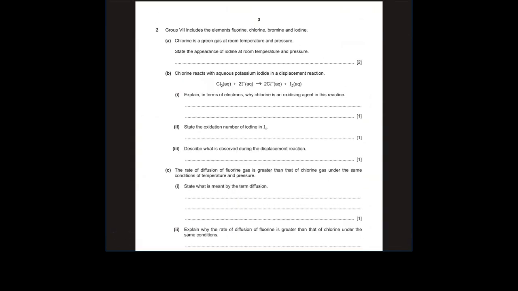Question number 2 says that group 7 includes the elements fluorine, chlorine, bromine, and iodine. Chlorine is a green gas at room temperature and pressure. State the appearance of iodine at room temperature and pressure. So let me tell you one thing: at room temperature and pressure, fluorine and chlorine are gases, bromine is liquid, and iodine is solid.